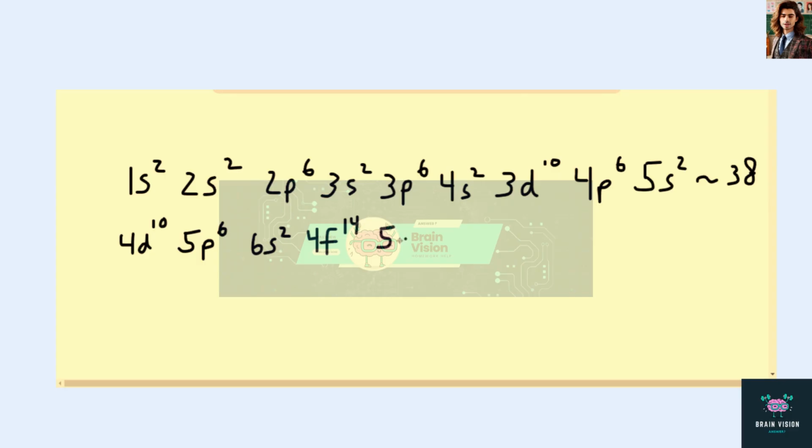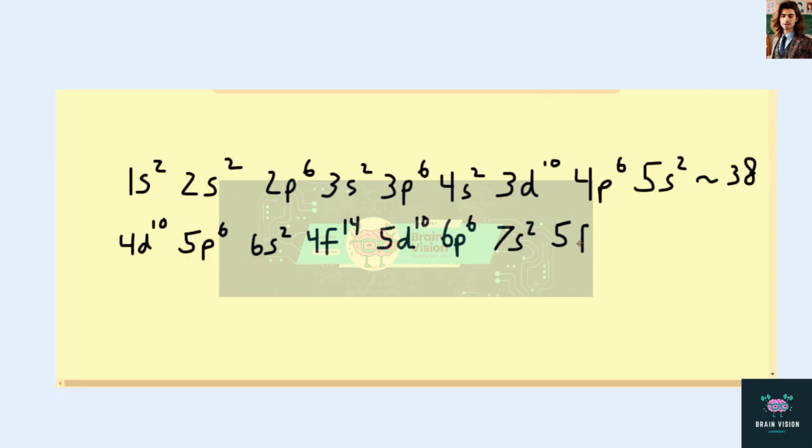Then 5d, again, because it goes n equals 4, n equals 5, then n equals 6. Since they all have the same n plus L value, we go in the order of n. So 5d to the 10th, 6p to the 6th, 7s squared, 5f to the 14.